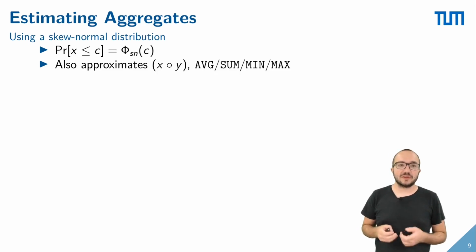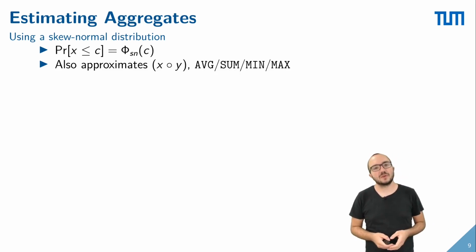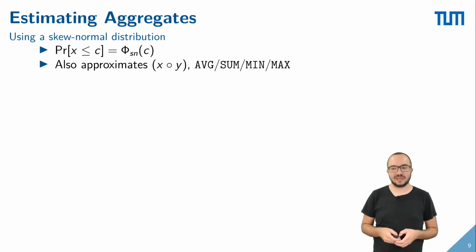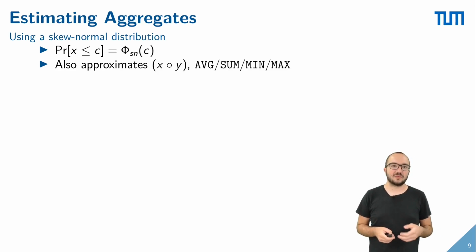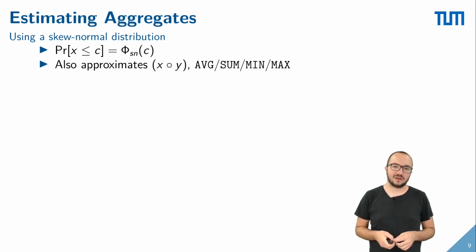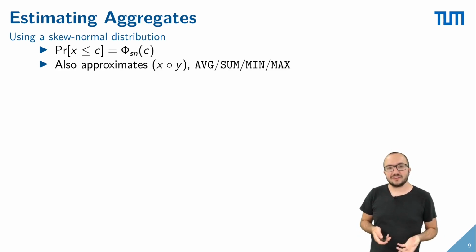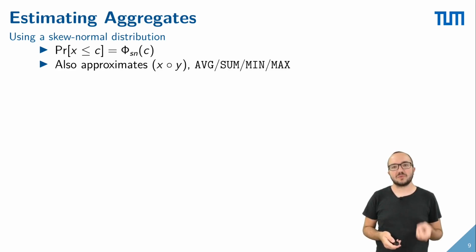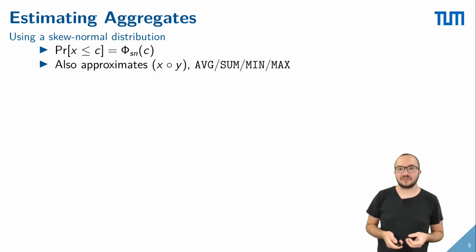So to put the skew normal distribution into use, we use the CDF function to estimate if a constant or a predicate is lower or equal than our column. And we can also combine different distributions and define algebraic operations like binary operations like plus or minus on these distributions, and we can also approximate aggregation functions.